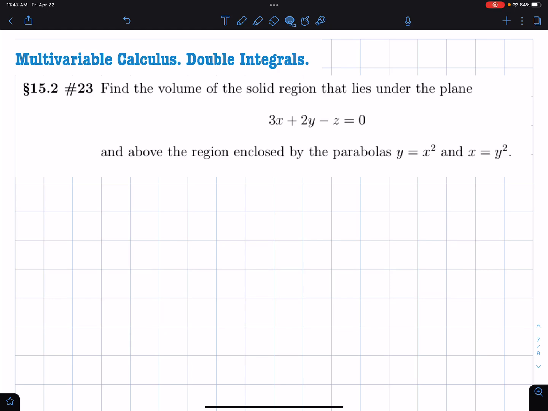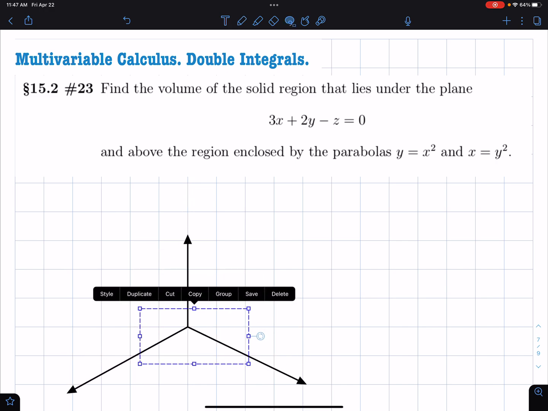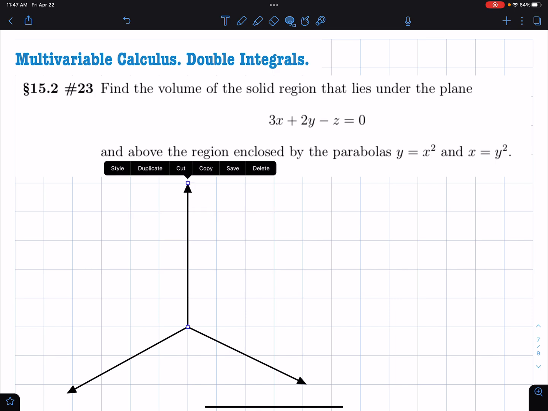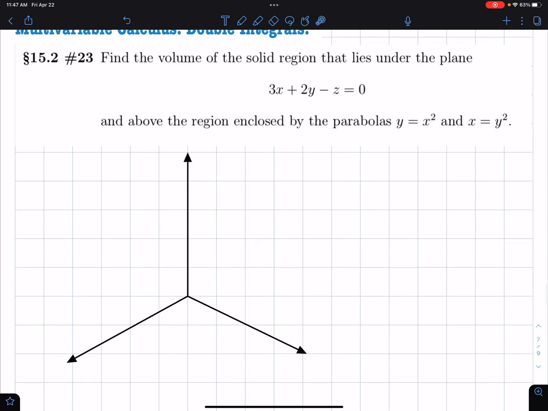Hello. In this video, I'm going to find the volume of a solid region. The solid region is defined by a plane through the origin, and it's the part of the plane that lies above a region given by y equals x squared and x equals y squared. This picture I'm drawing is just not going to be that good no matter what I do. But essentially you have this plane.